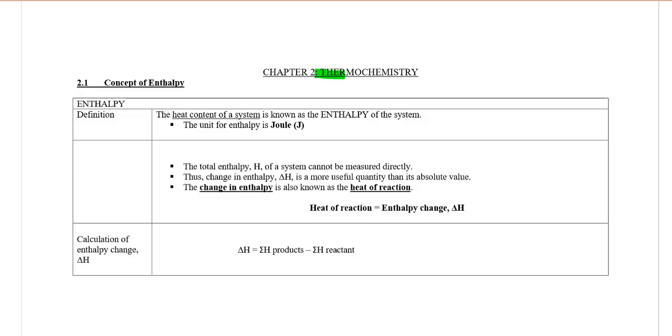Okay, topic 2, thermochemistry. So the first part, we are going to learn about enthalpy. Enthalpy is the heat content of a system. So the unit of enthalpy is joule. Okay, so the symbol of enthalpy is H. So total enthalpy H of a system cannot be measured directly, and then it's not a useful quantity.